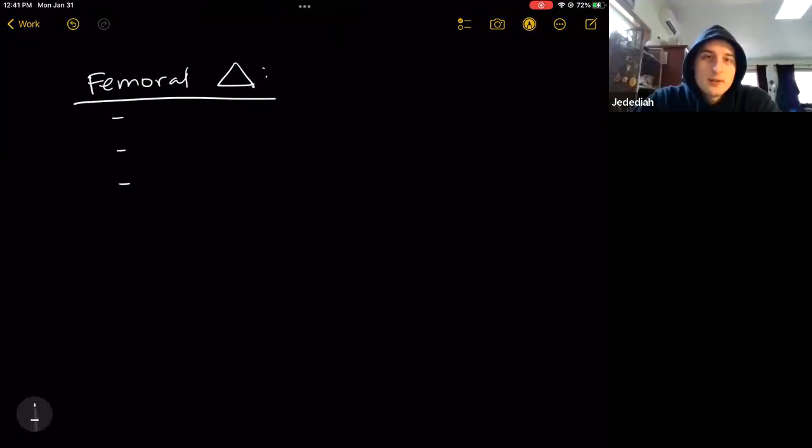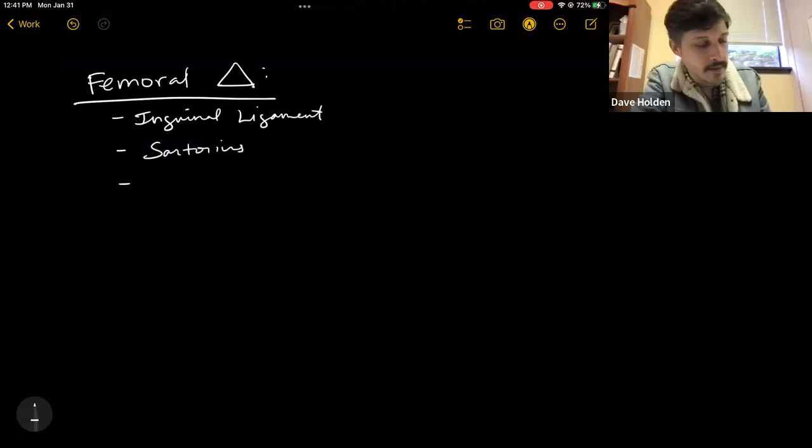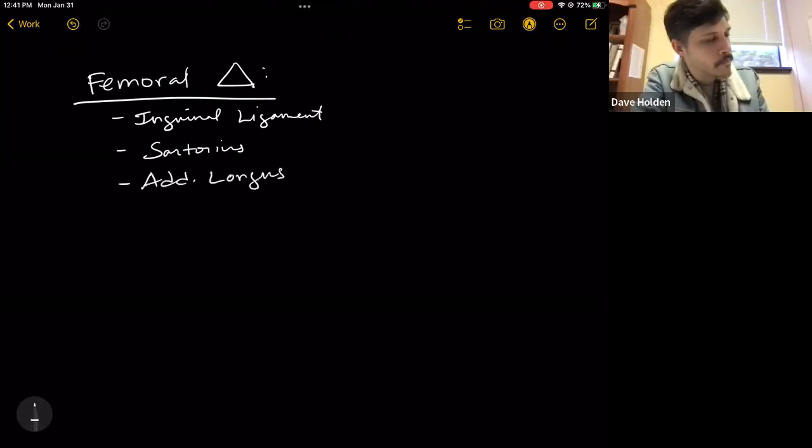And the femoral triangle is bordered by which structures? Inguinal ligament. Sartorius. And adductor longus. Very good.